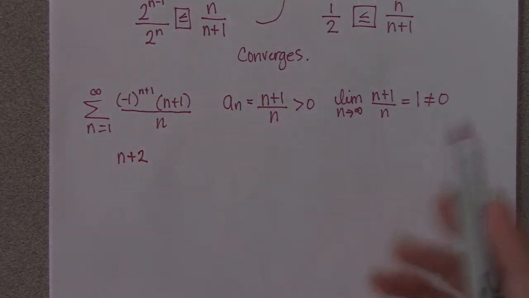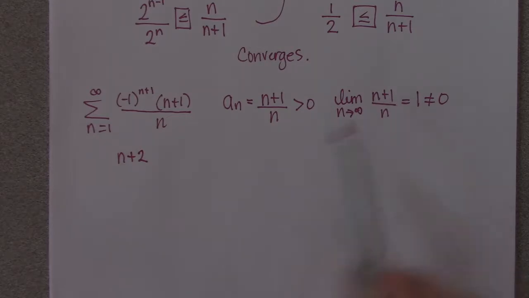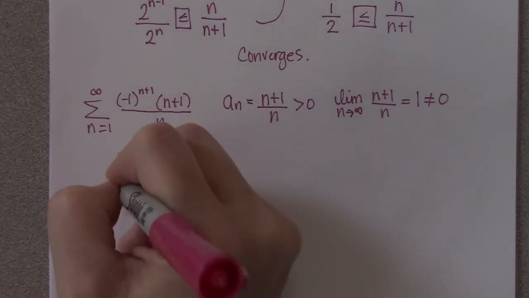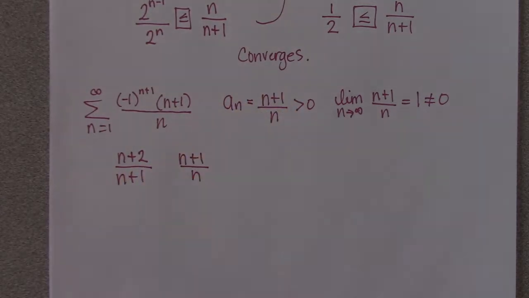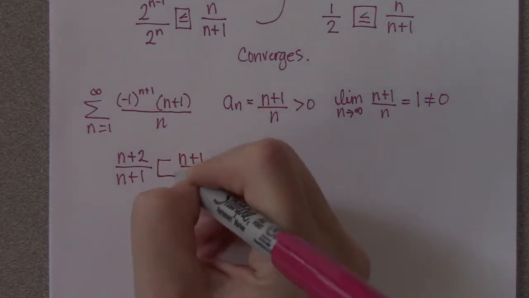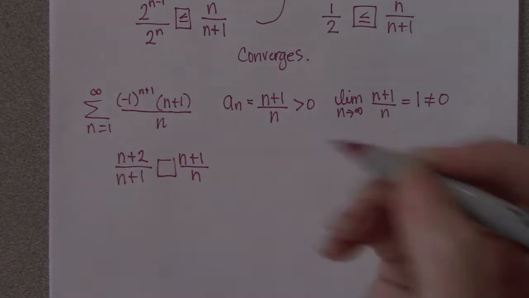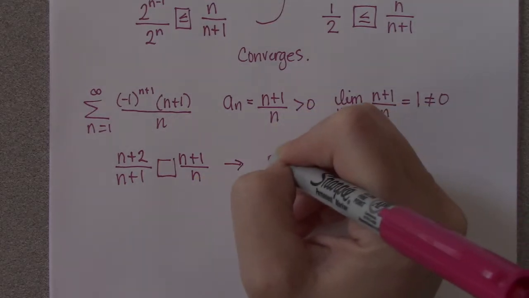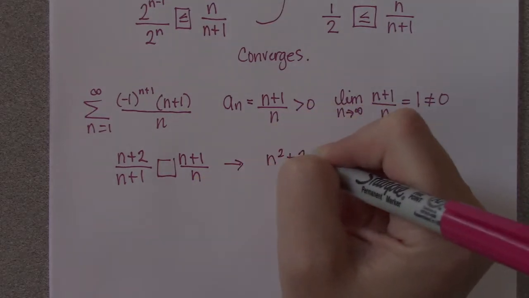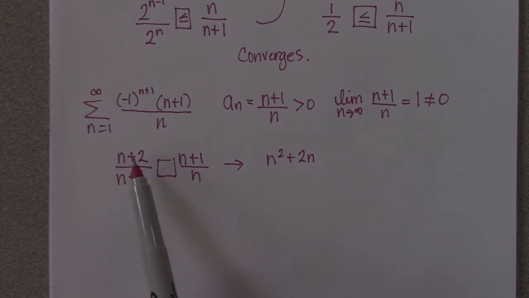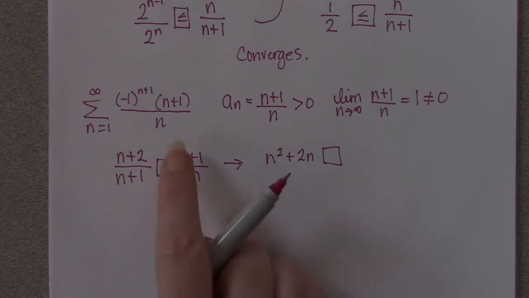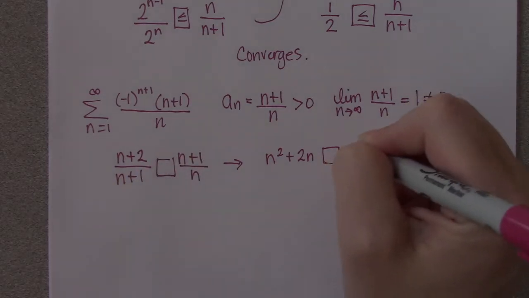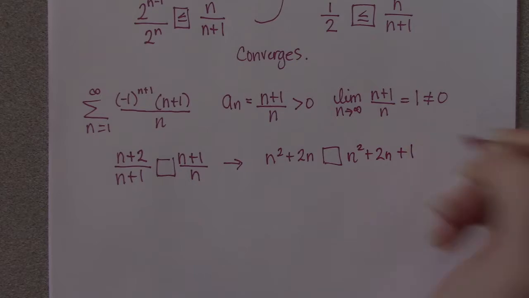when you plug in n plus 1, you're going to get n plus 1 plus 1, so that becomes n plus 2 over n plus 1. And when you compare that to this, what I can do is cross multiply. So when you cross multiply, we end up getting n squared plus 2n, since I multiply n plus 2 times n, and then I'd have n plus 1 squared. So that gives me n squared plus 2n plus 1.